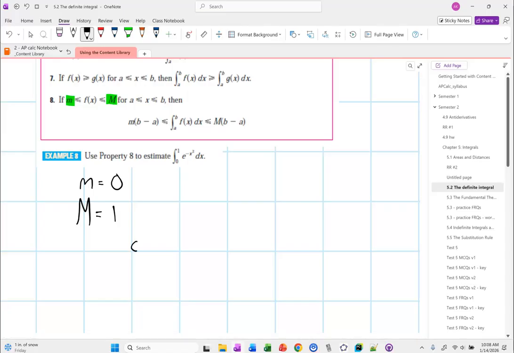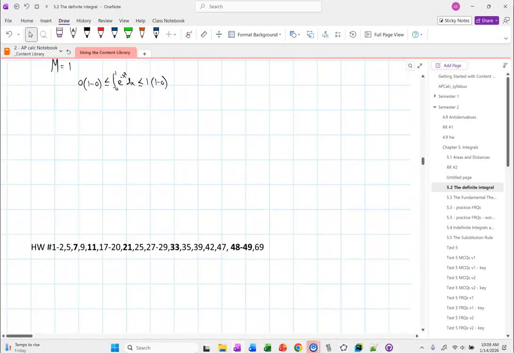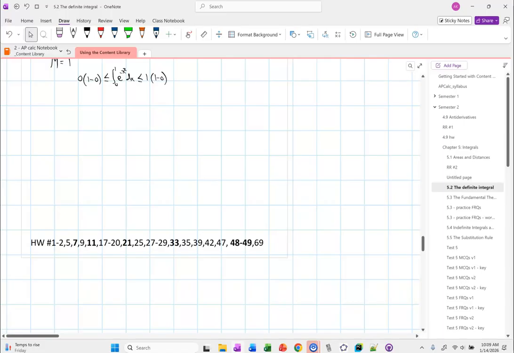So we know that 0 times 1 minus 0 is less than or equal to this integral, which is less than or equal to 1 times 1 minus 0. So it's somewhere between 0 and 1. Sound good? Fairly easy, right? Just use the picture. Sound good? Okay, that wraps section 5.2.